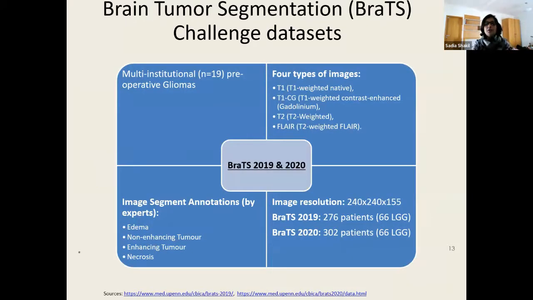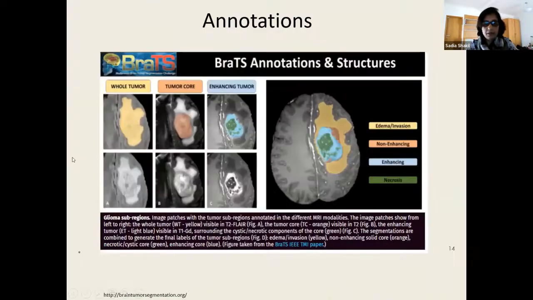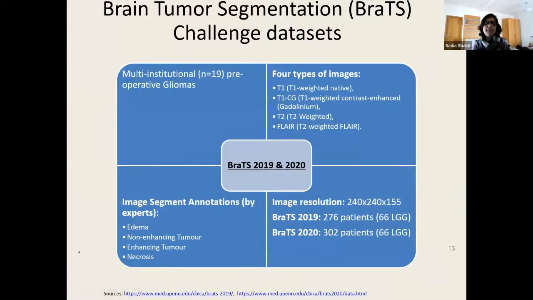Okay, so in this case, the first thing that we had to have was the data itself. And we decided to use the data from, sorry, I cannot see that. Okay, sorry. Yeah, so we decided to use the data from a brain tumor segmentation challenge. This is a challenge that has been in progress for more than 10 years now. This is a challenge which started in 2011.